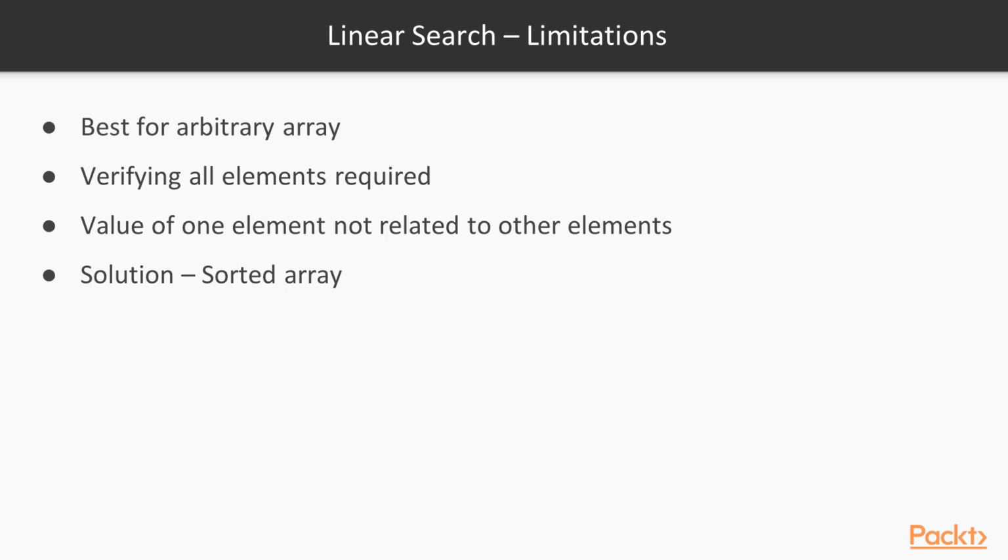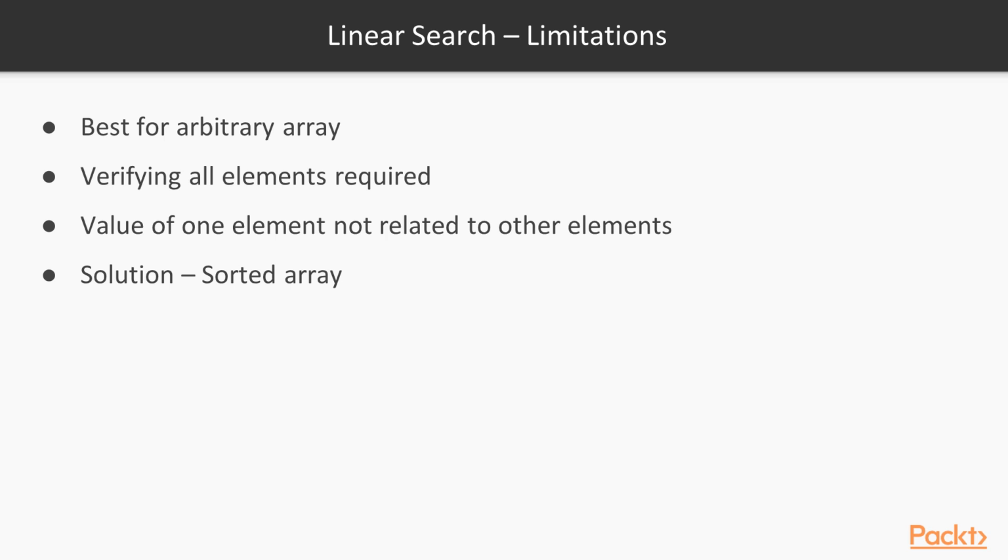Is a linear search the best we can do? Well, it turns out that if we are looking at an arbitrary array, this is what we have to do. After all, in an arbitrary array, there is no way to know whether an element is there without potentially looking at all of them. More specifically, we cannot say for sure that some element does not exist without verifying all the elements. The reason is that the value of one element does not say anything about the values of the other elements.